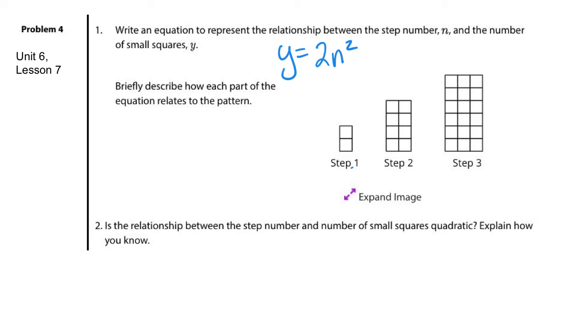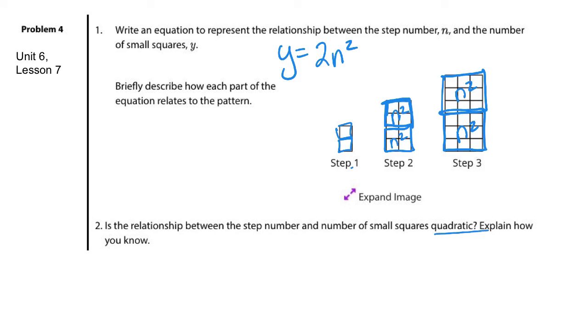And number 4, if you look at this, your equation should end up being y equals 2n squared. And the way I saw this was finding my n squares, or finding my squares. So right here I have an n squared, and then there's another one of those right here where n is the same as my step number. Right here I also have 2 squares with sides that are the same as my step number, so there's my 2n squared there. And it also works down here at step 1.